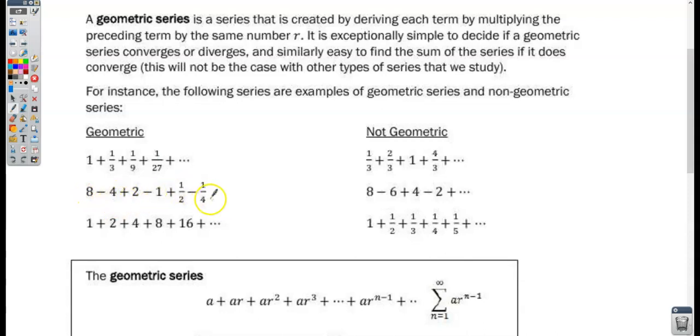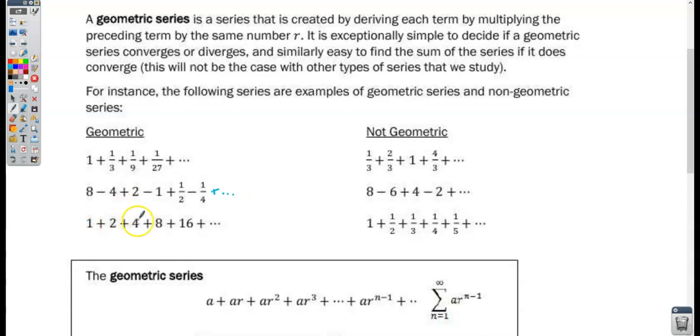This second one here is a geometric series. We're going to multiply by -1/2 to go from one term to the next. 8 times -1/2 gives me -4. -4 times -1/2 gives me +2, so on and so forth. We're multiplying by -1/2 as we get each additional term in that series. Oh, I forgot my ellipsis there. And the same thing in this last one.